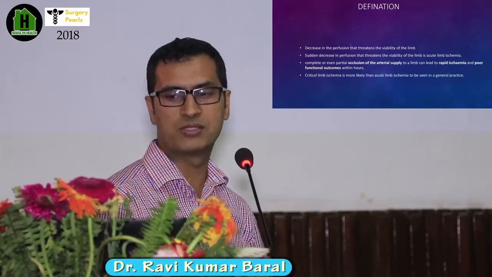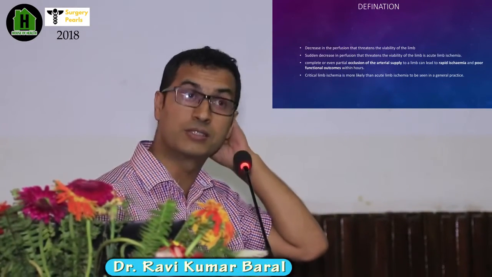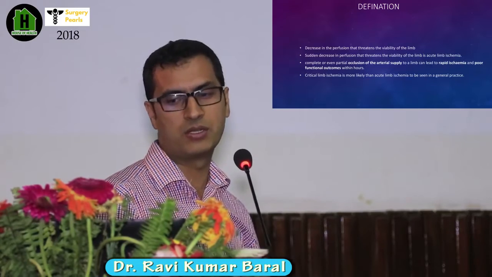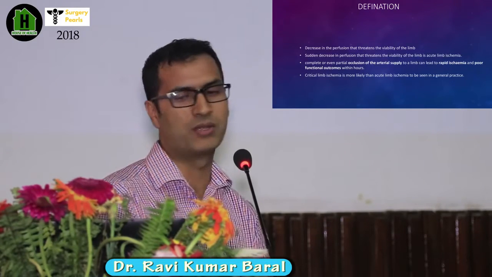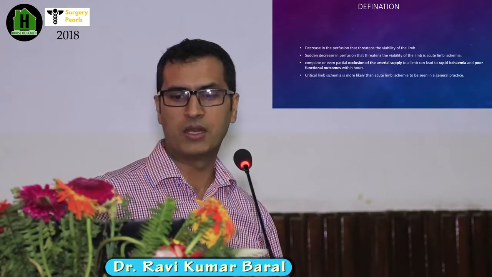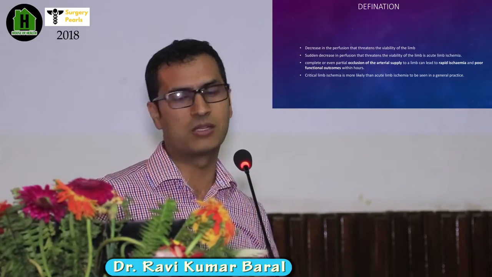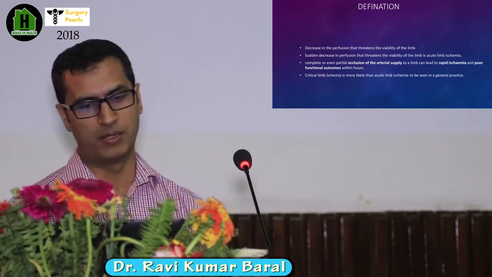Critical limb ischemia is a decrease in the perfusion that threatens the viability of the limb. It is the overall definition, but when it is a sudden decrease in the perfusion that threatens the viability of the limb, then it is called acute limb ischemia. And it could be caused by complete or even partial occlusion of the arterial supply to the limb.